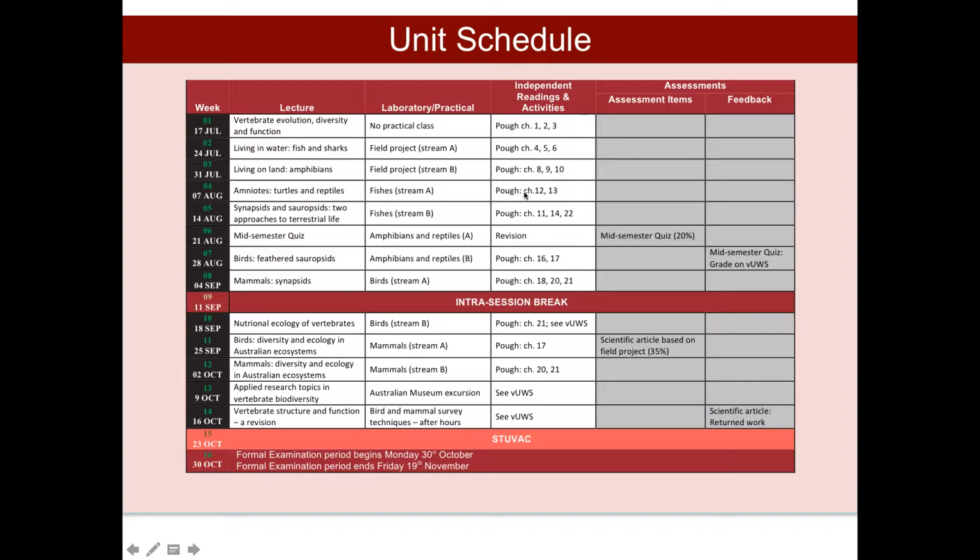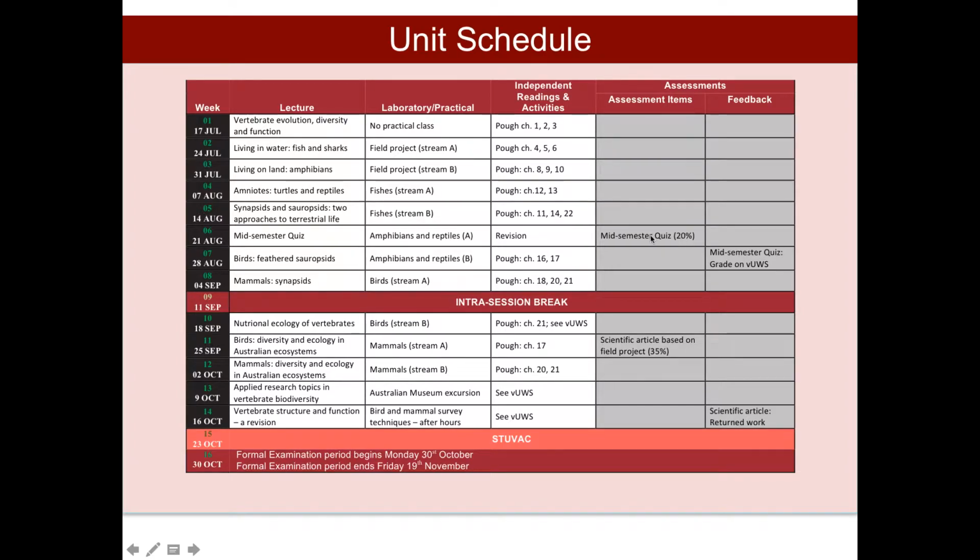The other thing to note about the schedule is that associated with each week are chapters in the textbook, Poe, which I'll get to in a moment. I've noted down which chapters you should read as background material for that part of the unit, for that lecture. I really do recommend that you read those chapters. It gives you essential background information and really helps you understand the unit a lot more than just listening to my lectures. I'll get to what I think you should be doing in regard to the unit a bit later as well.